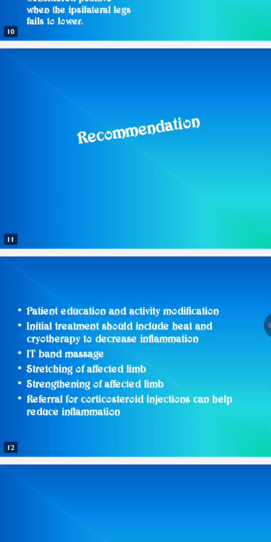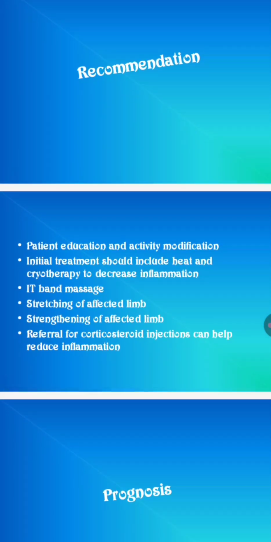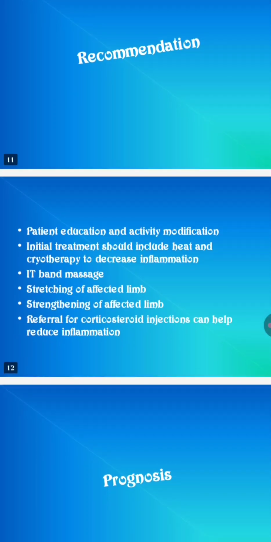Patient education and activity modification are very necessary things. Initial treatment should include cryotherapy to decrease inflammation. Do not give heat here, sorry for the misprint, only give cryotherapy. Then IT band massage, stretching of the affected limb, and strengthening. After some time you do strengthening, after the condition is treated.